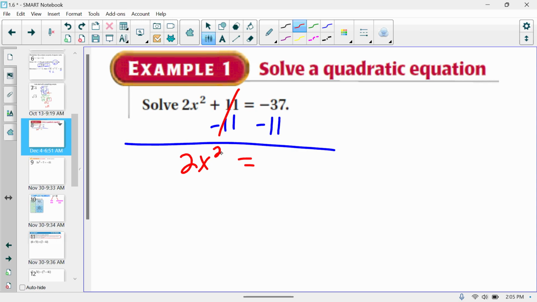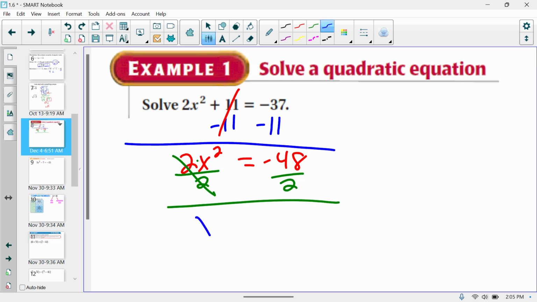-37 minus 11 is going to give us -48. Opposite of multiplication, let's get rid of the 2 because 2 divided by 2 is 1, right? So we're going to just have x squared. Negative 48 divided by 2, negative 24. Again, if this were algebra 1 and we tried to take the square root, we would say no solution.